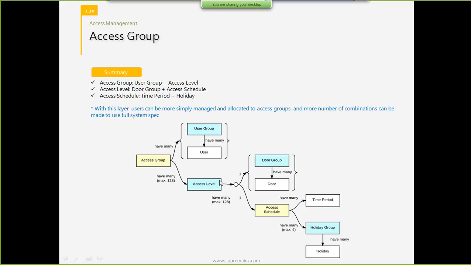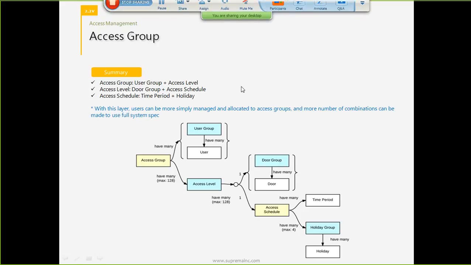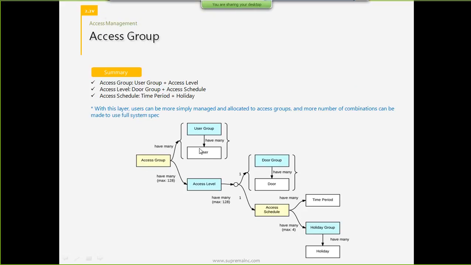Now, if you combine this with the user, you can have the whole access group and do the access control. From the access group, you combine users with access levels, which have doors and schedules for time. So if you create an access group, it means a user can access a door in this certain time. Or if it's a holiday, then this user can access the door at this time for just holiday.